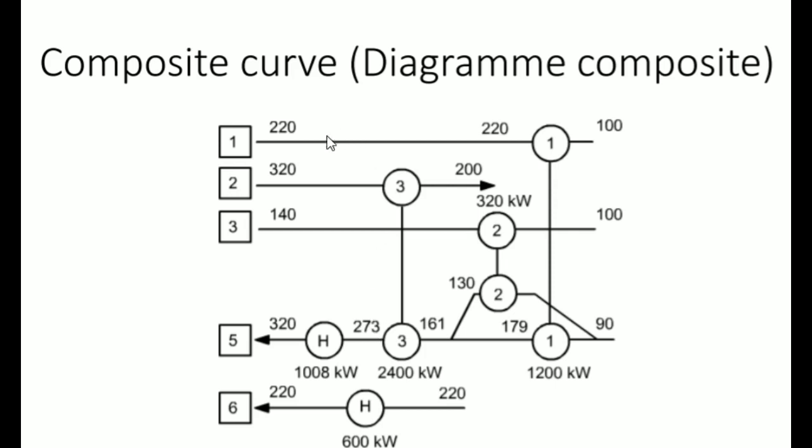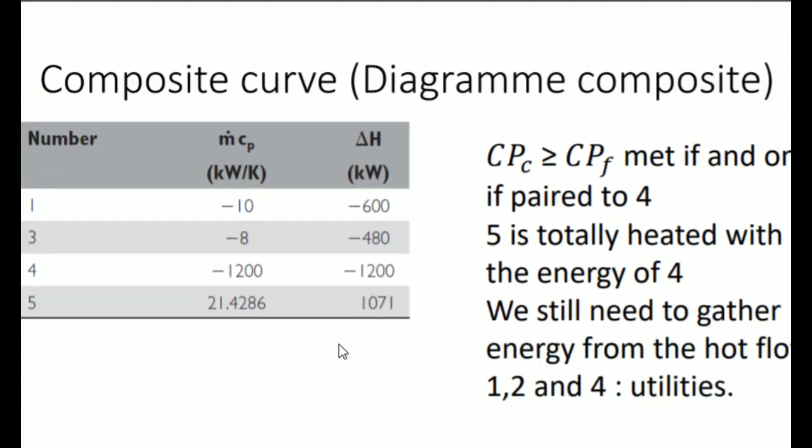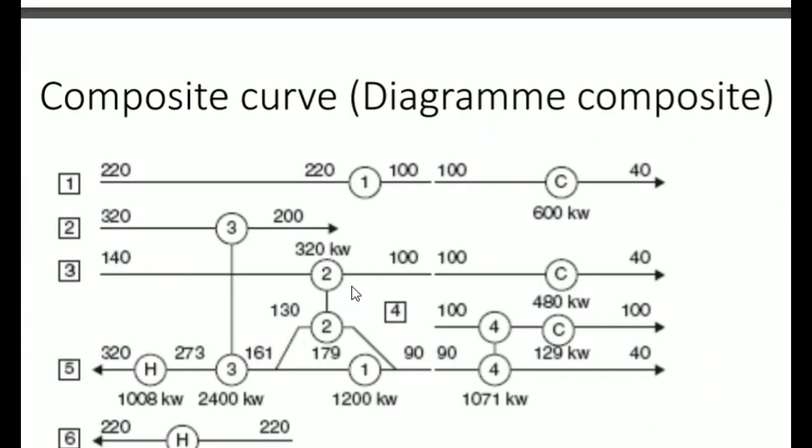So now we don't have any more hot streams, and we have only cold streams. So one at 273 and one that wasn't touched. So what we do is we add hot utilities, so that will heat the cold streams. And we work in the same way in the cold part, and we get some kind of this diagram.